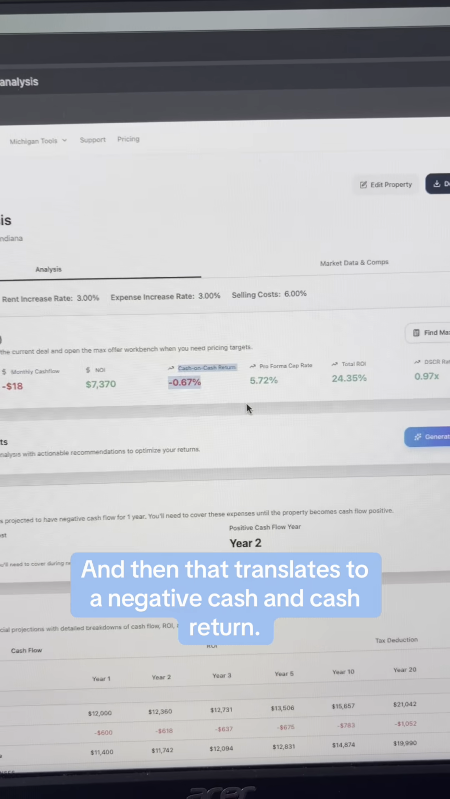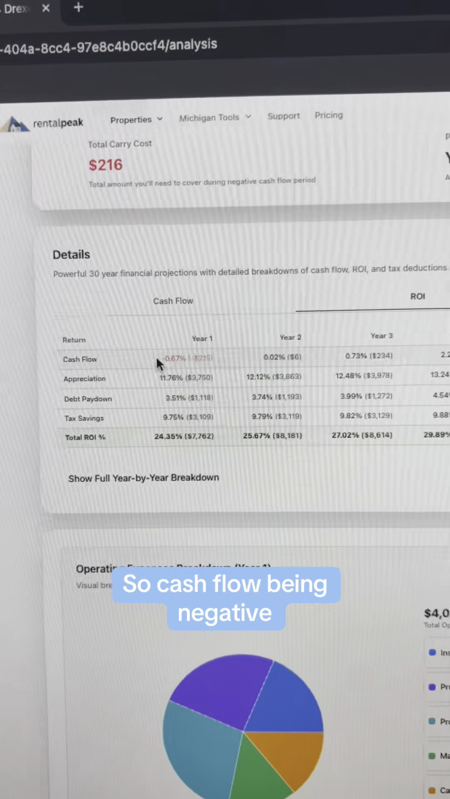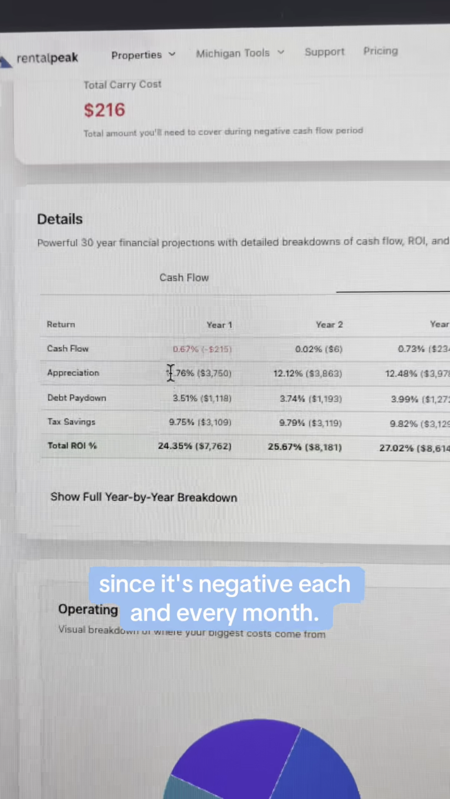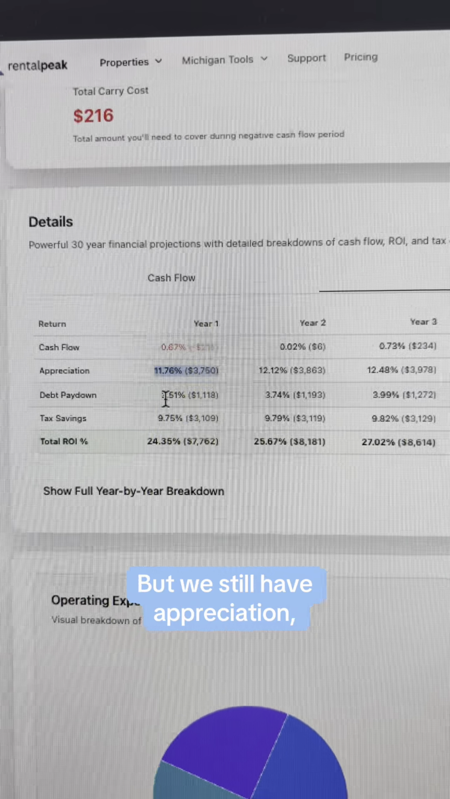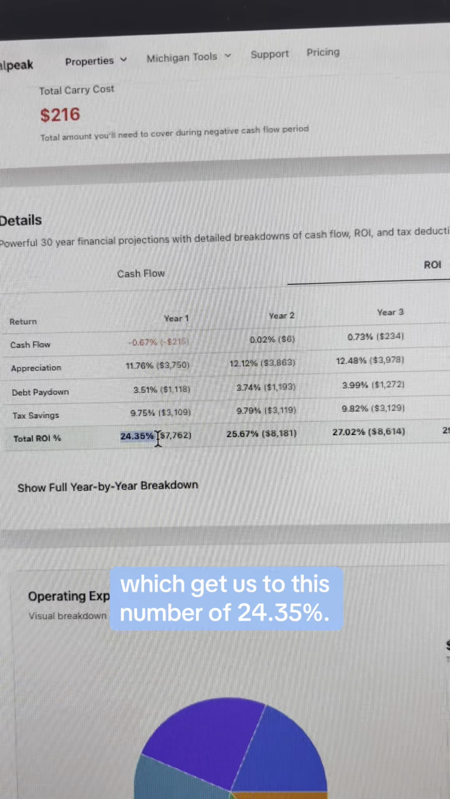And then that translates to a negative cash on cash return, but our total ROI is still positive at 24.35%. Now, how this number works is if you go down here into the total ROI table, you can see the calculations behind this number. So cash flow being negative since it's negative each and every month, but we still have appreciation, debt pay down, and tax savings, which get us to this number of 24.35%.